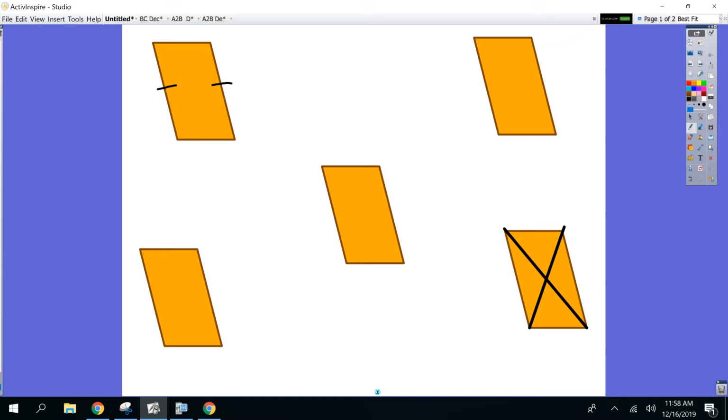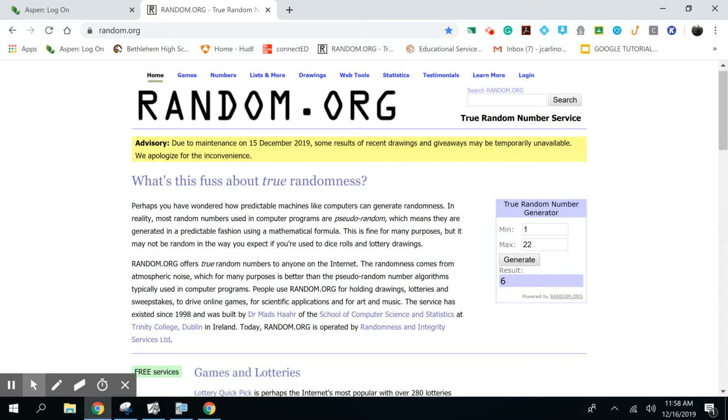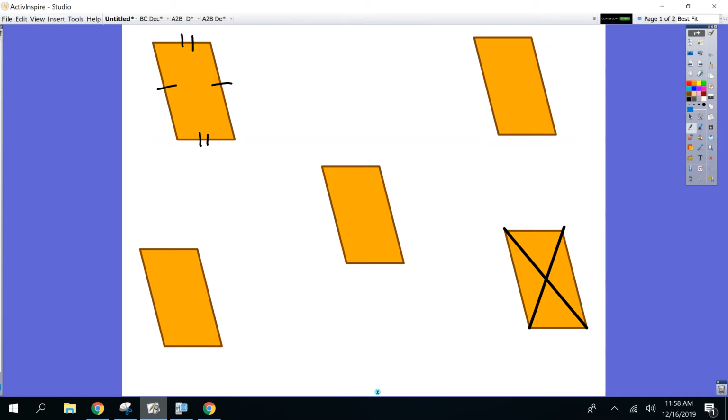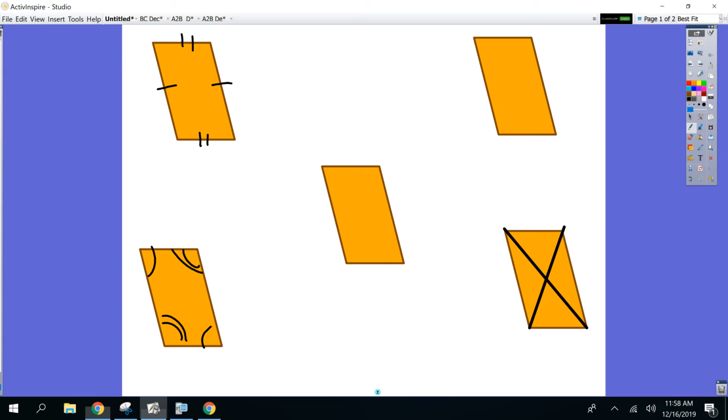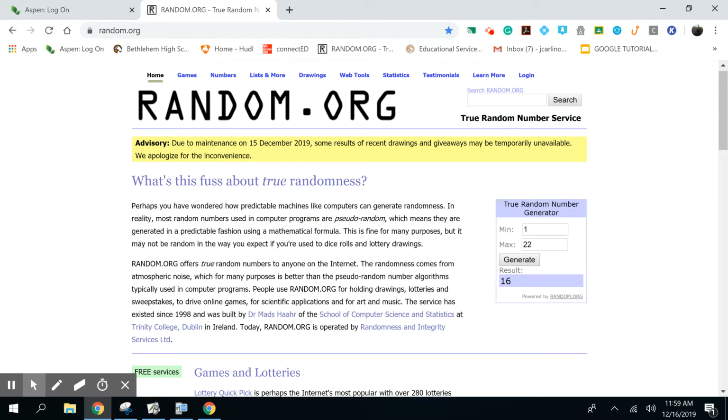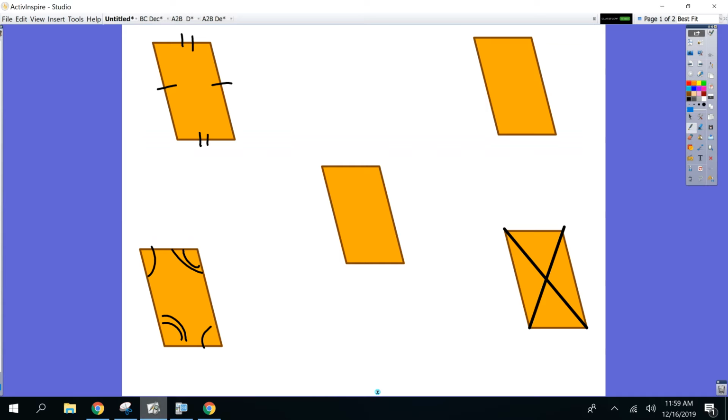First property, opposite sides congruent. Got it. Next. 6. Ooh. $19. Garbage. 16. Garbage. 3.